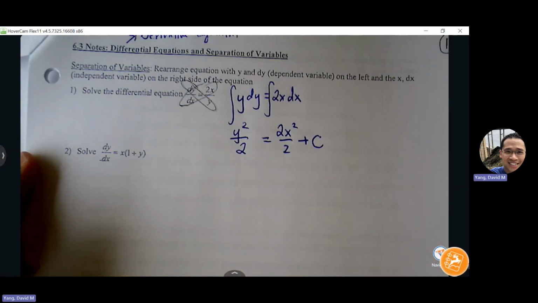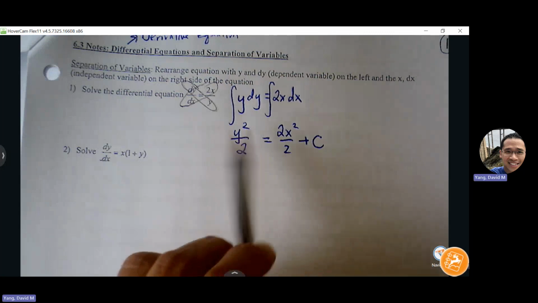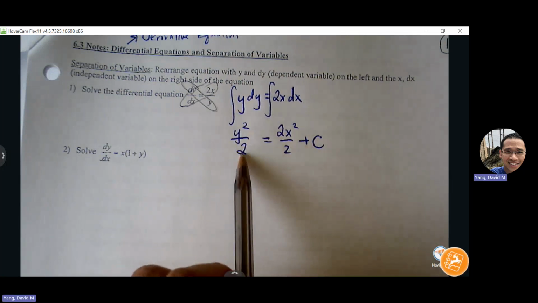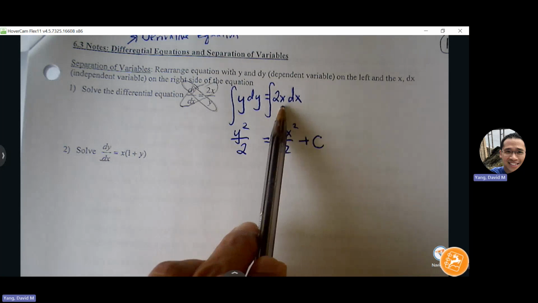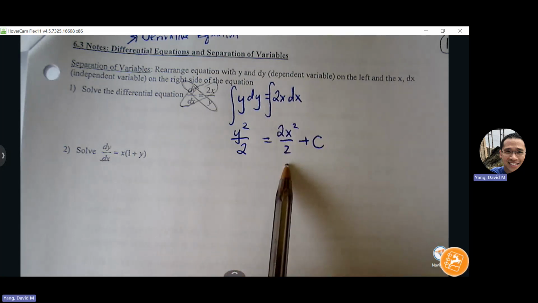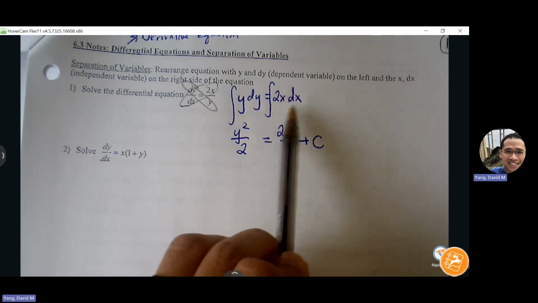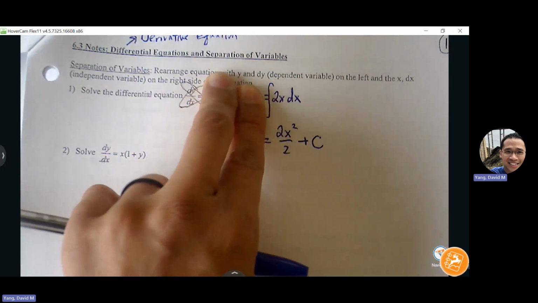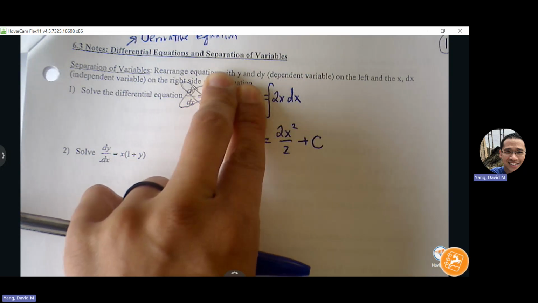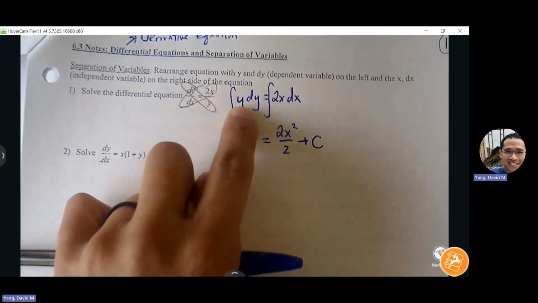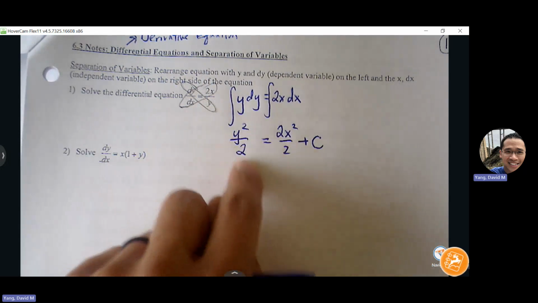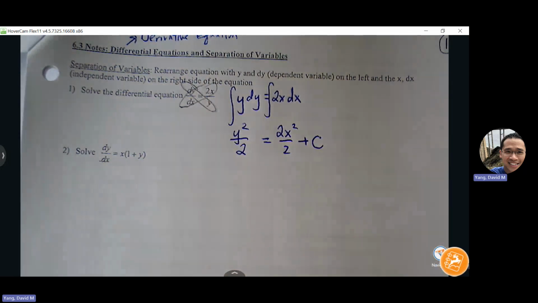Wait, so you only take the integral of the first term? We take the integral of both terms. So the y becomes y squared over 2, and the 2x becomes 2x squared over 2. Yeah, but what about the dy dx? Okay, the dy dx's are just part of the notation, right? Before, if I take the integral of 2x dx, the dx drops out, and I'm just left with x squared over 2. Same thing here, y dy, the dy drops out, I'm just left with y squared over 2. So the integral and dy are just notations. When you take the antiderivative, those notations drop out. You have to leave it as 2x squared over 2.